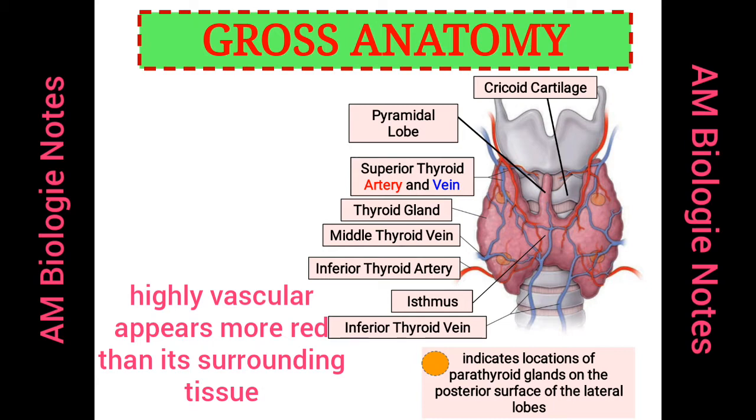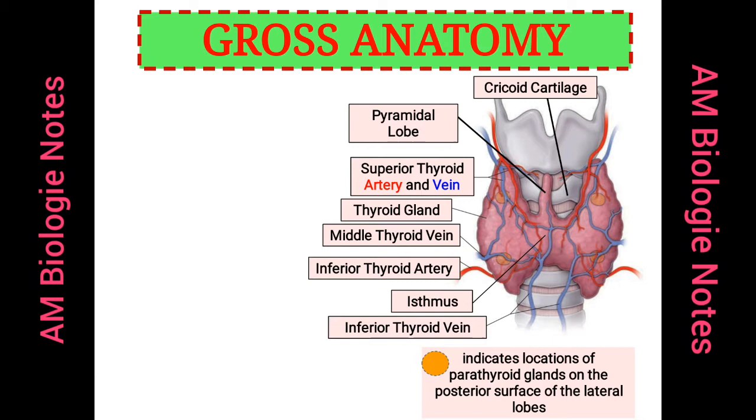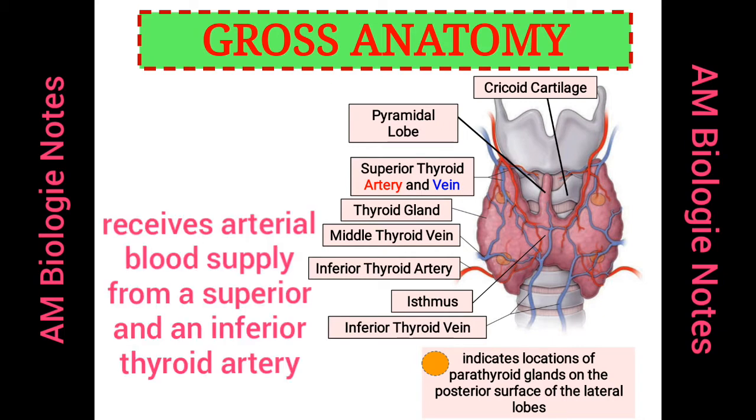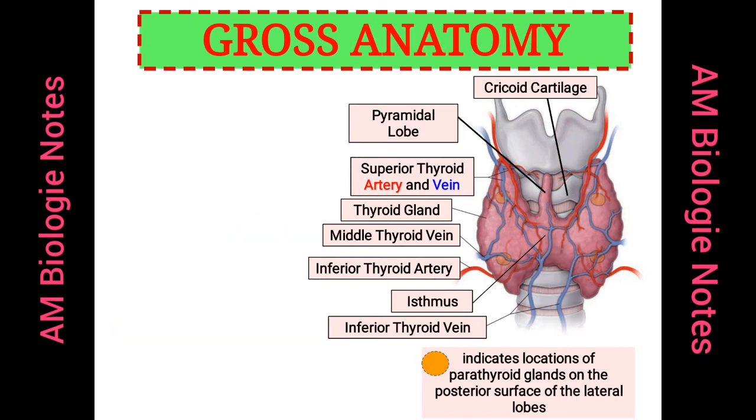The gland is highly vascular and appears more red than its surrounding tissues. Each lobe of the thyroid receives its arterial blood supply from a superior and an inferior thyroid artery respectively. Blood leaves the lobes of the thyroid by a series of thyroid veins that drain into the external jugular and innominate veins. This circulation provides a rich blood supply to the thyroid gland, giving it a higher rate of blood flow per gram than even that of the kidneys.